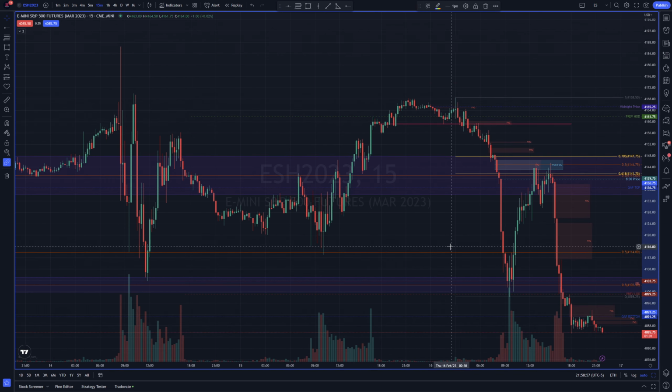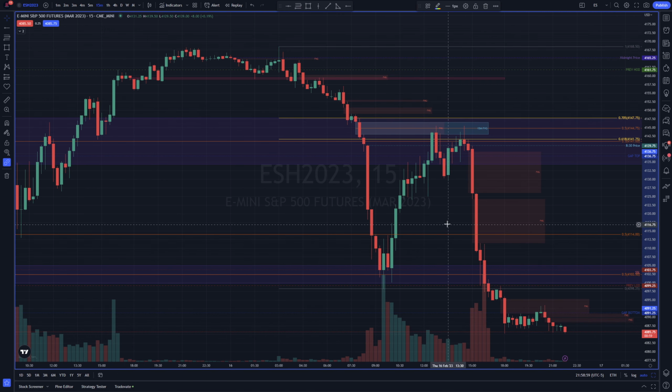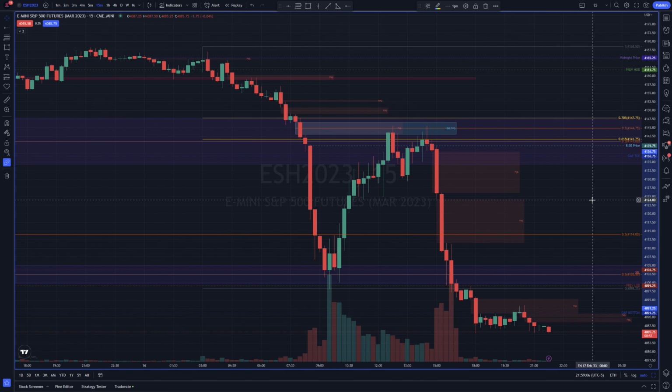This orange line here is the CE of the daily gap, I'm pretty sure. There's the gap top and the gap bottom. Yeah, I think that is CE. That was a target throughout the day too that I was looking at. But let's get into the entries.